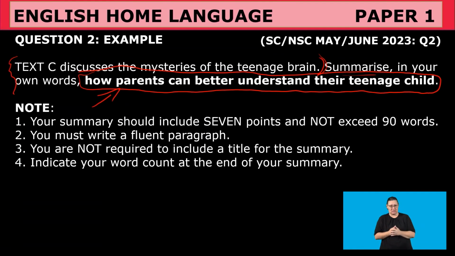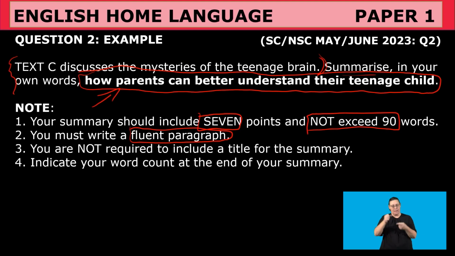Very important, there are instructions. So your summary should include 7 points because you'll get 7 marks for 7 facts, and you may not exceed 90 words. It's very important that you follow the requirements and that you do not exceed the word limit of the summary. Your summary must also be presented in a fluent paragraph. Now, this actually benefits you because you can add a few more points in there because it's a paragraph and not point form like in first additional language. So you might add an extra fact because you want a backup, just in case you repeated something or one of your facts is incorrect.